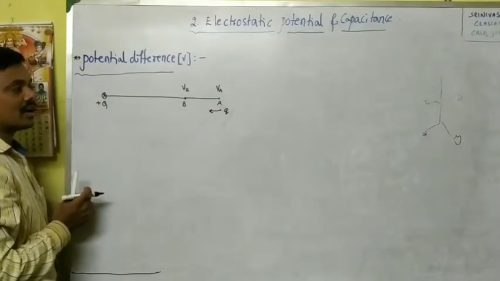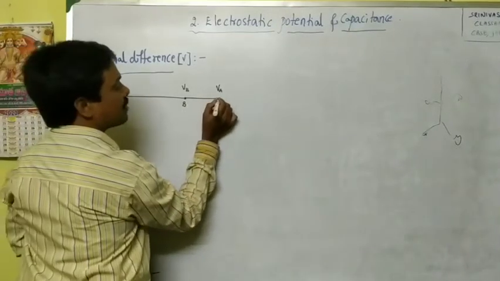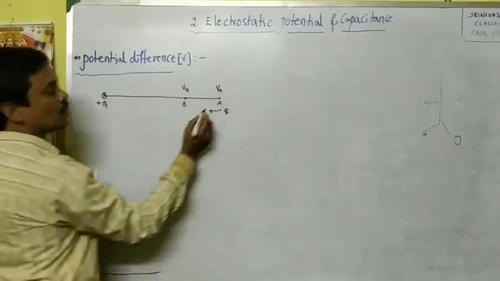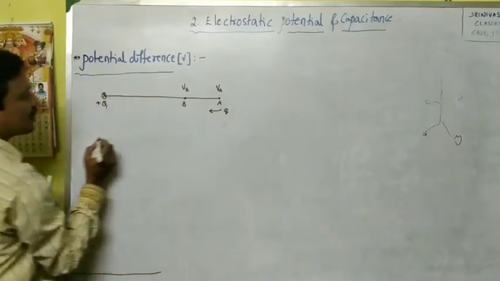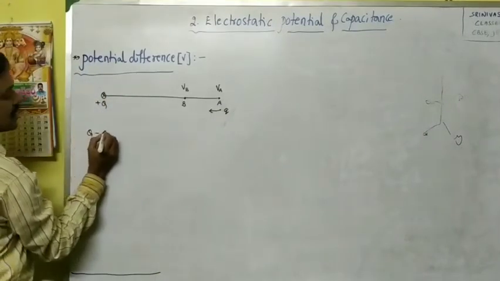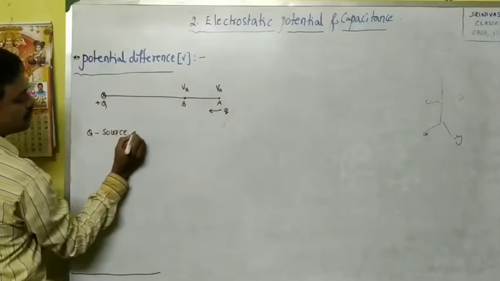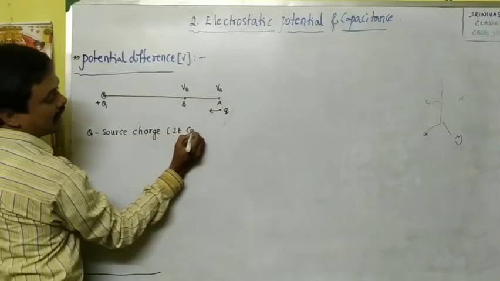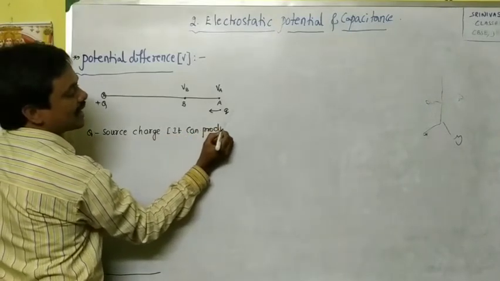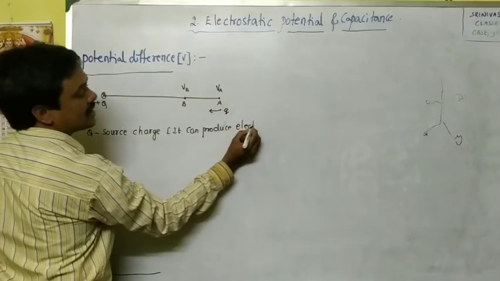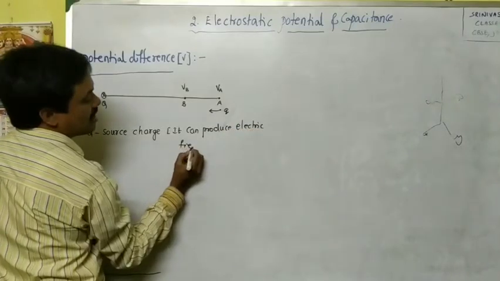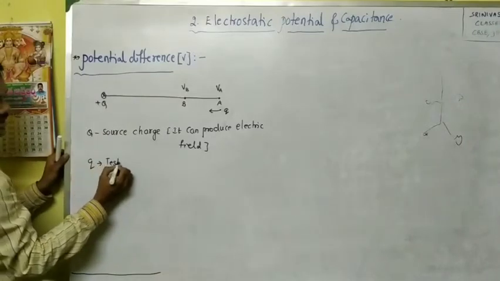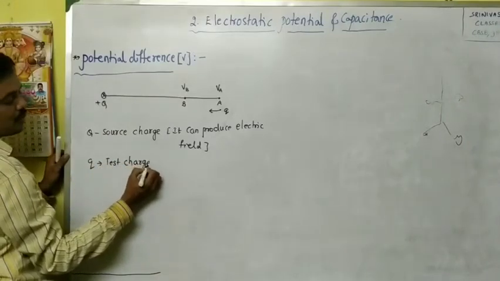For that we have to do some work. At point A the potential is VA, at point B the potential is VB, and we have to do some work to move the q charge, where q is the test charge and capital Q is the source charge, which means it can produce the electric field. And the small q is the test charge, a small positive charge.